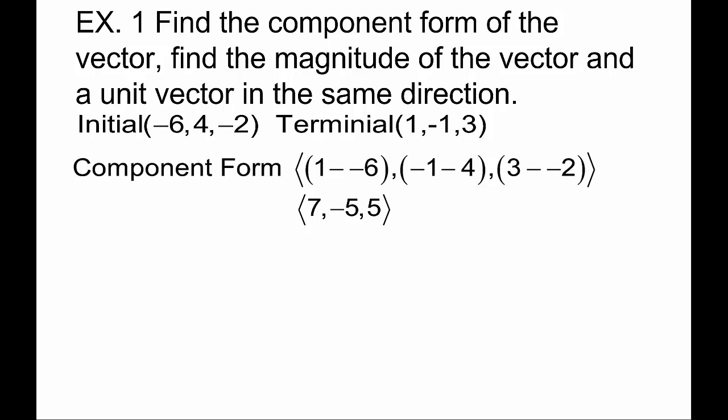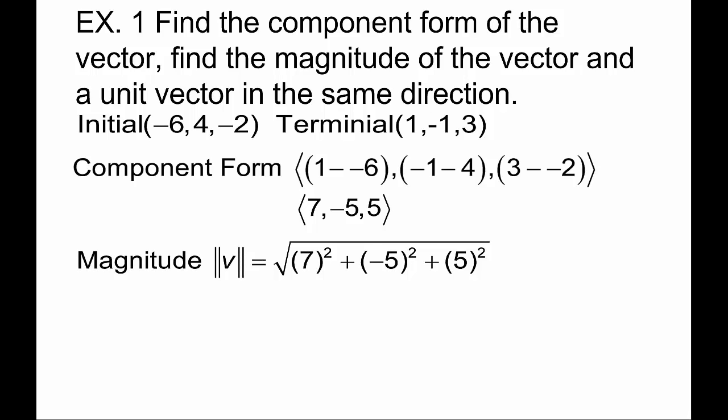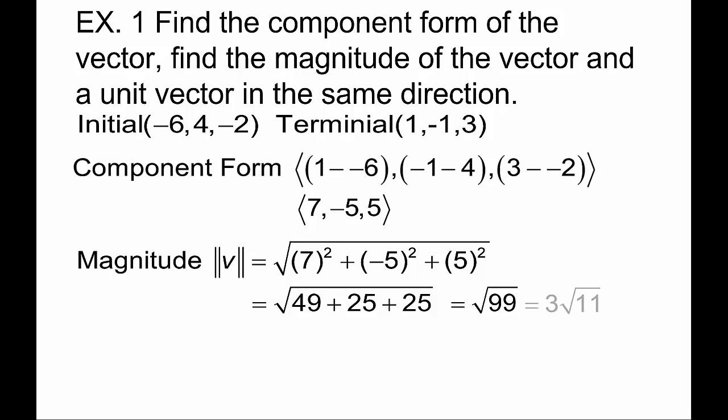Now to find the magnitude of this vector, we're going to use the distance formula. We've already done the subtraction part, so all we need to do now is square each component, add them together, and then take the square root. So the magnitude of this vector v is going to equal the square root of 7 squared plus negative 5 squared plus positive 5 squared. So squaring each term, I'm going to get the square root of 49 plus 25 plus 25. When I add those numbers together, I get the square root of 99. And the square root of 99 simplifies to 3 square root 11.